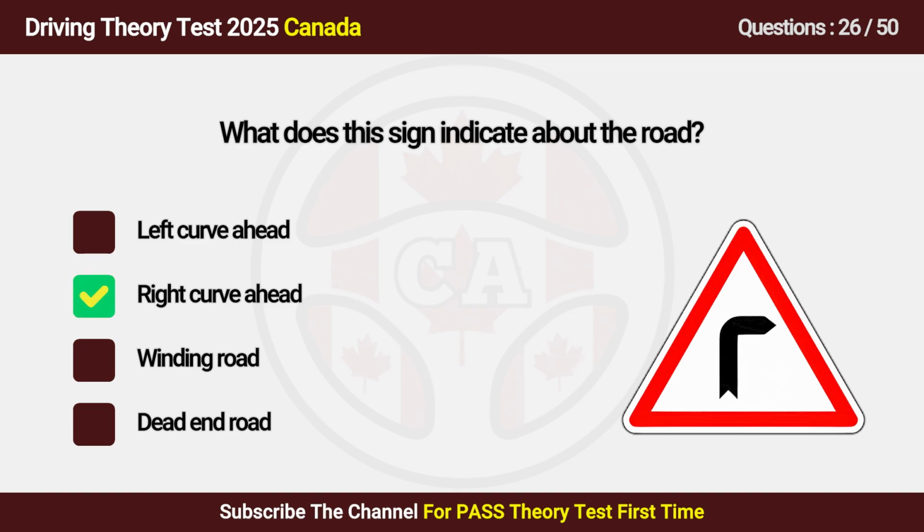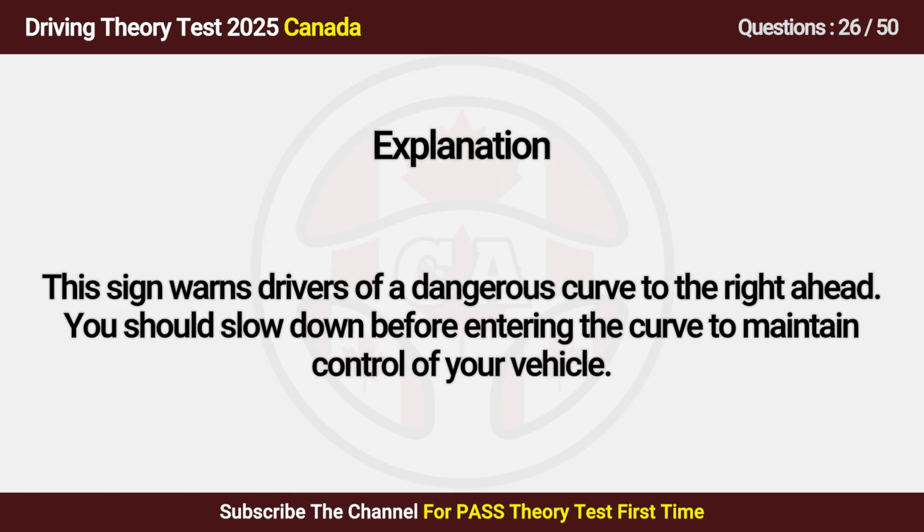Answers is B. Right curve ahead. This sign warns drivers of a dangerous curve to the right ahead. You should slow down before entering the curve to maintain control of your vehicle.